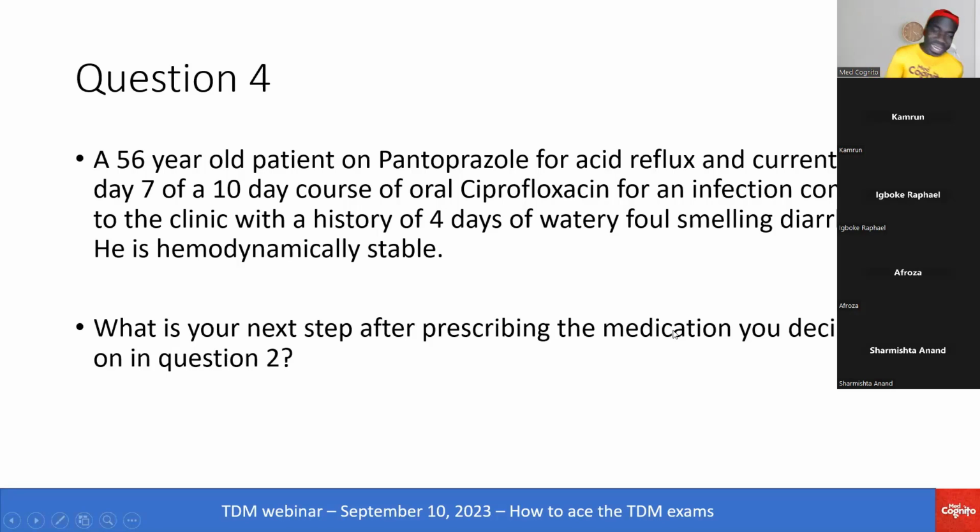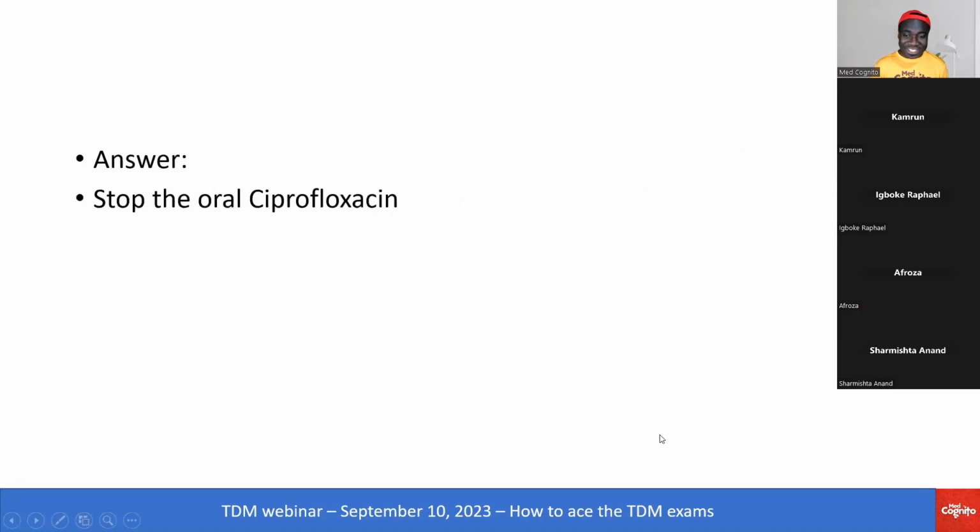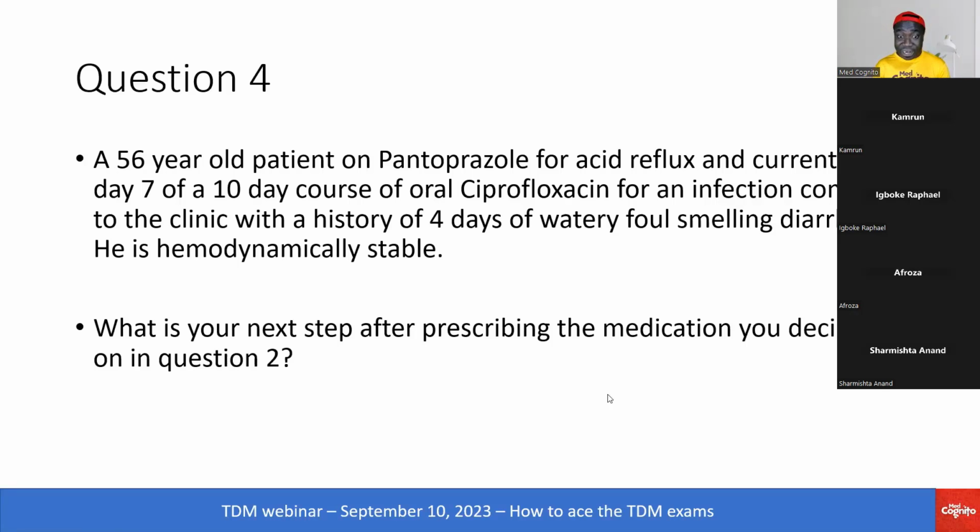And the question is, what's your next step? After prescribing the medication you decided on in question two, what's your next step? After you prescribe your vancomycin, what's your next step? Rehydrate the patient, sure. So you also have to stop the oral cipro, right? Don't forget that the question says he's on day 7 of oral cipro. So yes, rehydrate, but you also have to stop the ciprofloxacin.